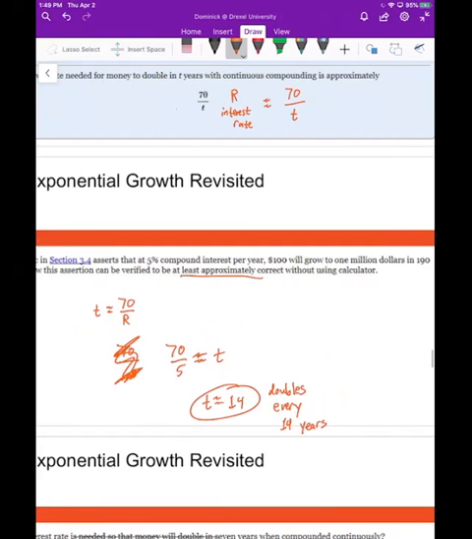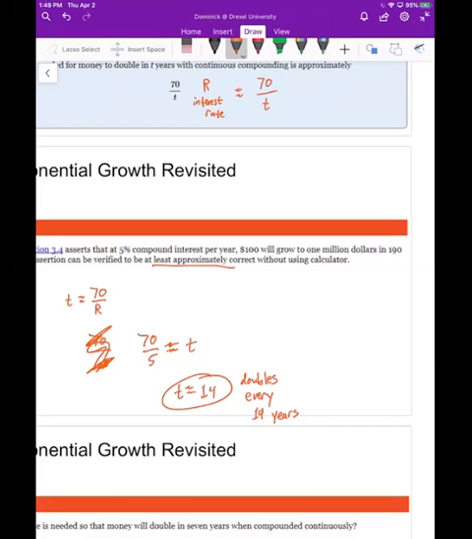Now, how many times do you need to double to go from 100 to 1 million? Well, if we do 190 divided by 14, the answer should roughly be 13.57 doubles. So this would be approximately how many doubles you would need.